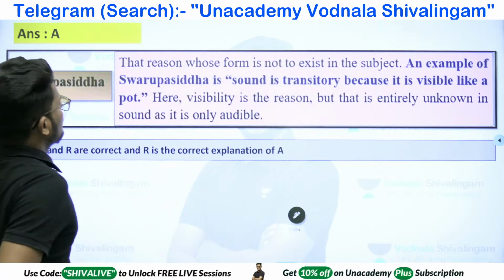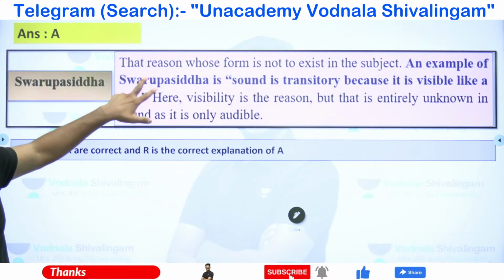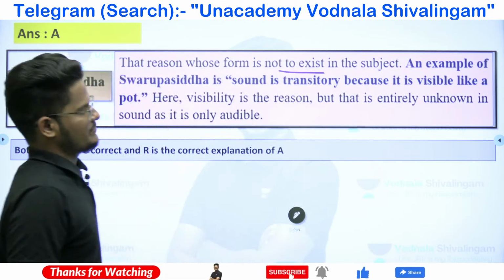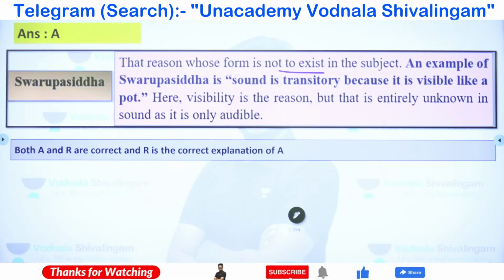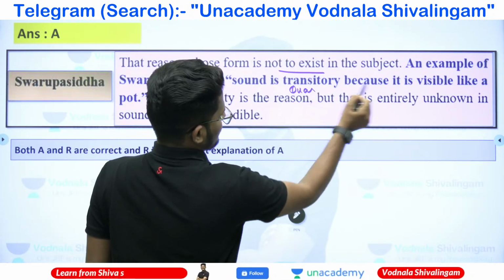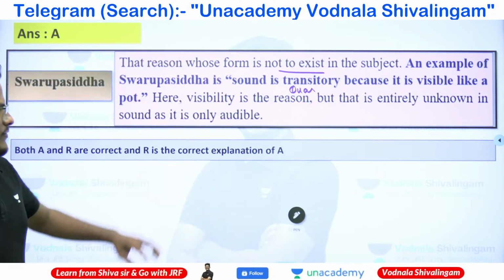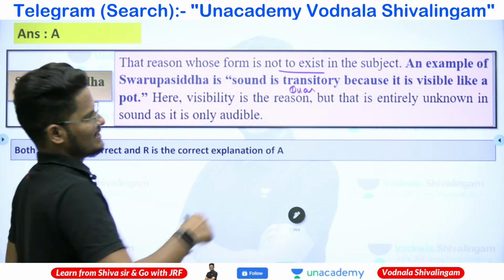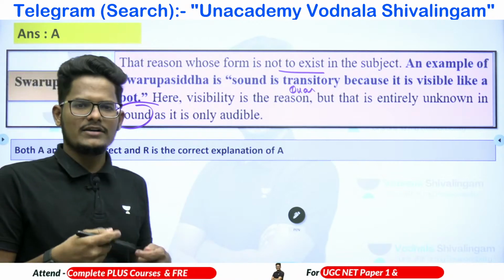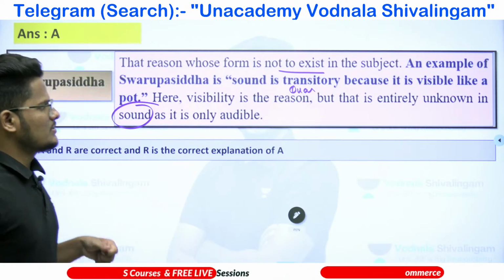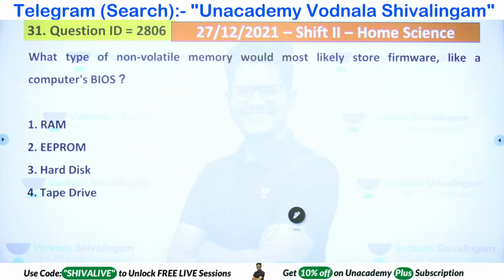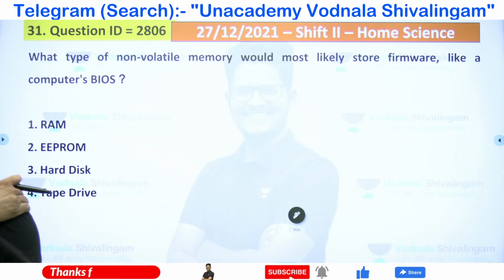So here the reason, what is Swarupa Asiddha? That reason whose form does not exist in the subject. An example of Swarupa Asiddha: sound is transitory, they have given in the question as a quality because it is visible, like a pot. Here visibility is a reason, but that is entirely unknown to sound, as it is only audible. So sound can never be visible, sound is only audible. So here the subject's form does not even exist, that is why it is Swarupa Asiddha. Next question.